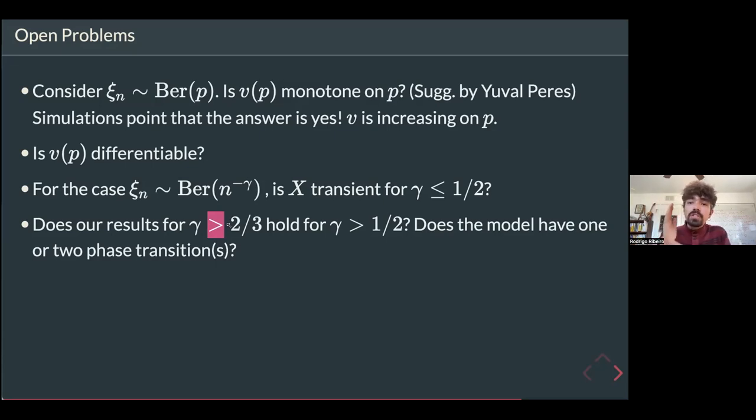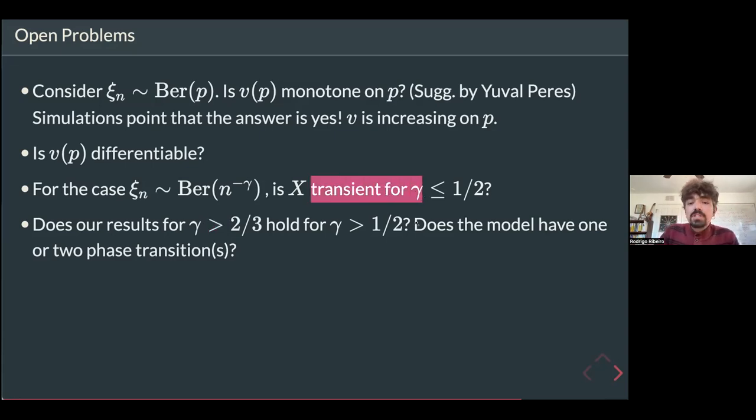So at 2/3, the structure results that you have are all the results that we have above 2/3. But maybe the trees that are generated by the walker between 1/2 and 2/3 have different properties. For instance, they could have larger heights, they could have a different degree distribution, for instance. Who knows?